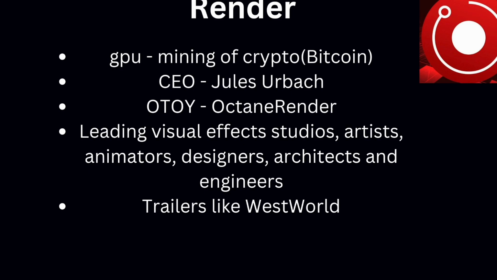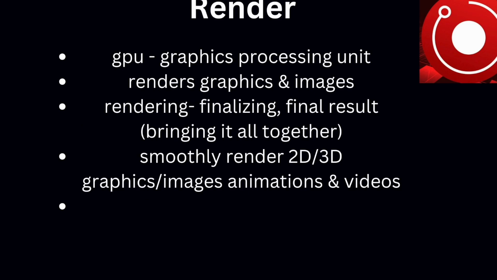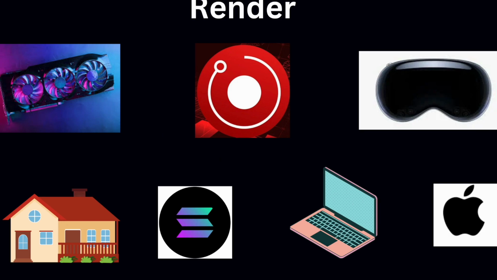And when we talk about the things that are used when it comes to Render, or with GPUs, computer graphics processing units allow for the smooth rendering of these 2D and 3D images, animations, and videos. So rendering is the final result, bringing it all together. And from this visual right here: the GPUs, the idle processing, the compute power, the Render token.